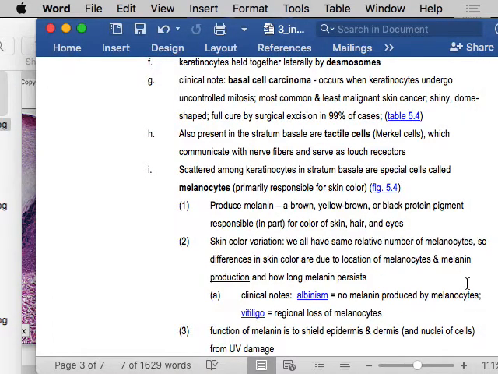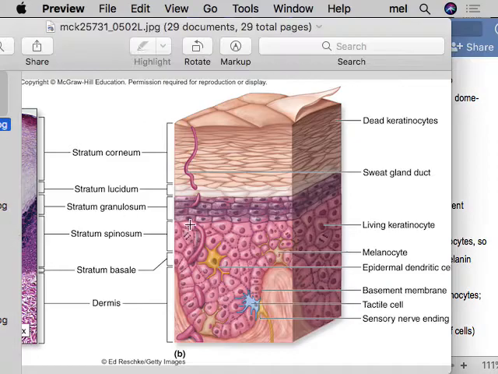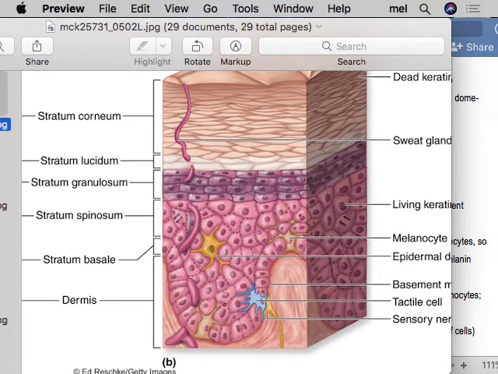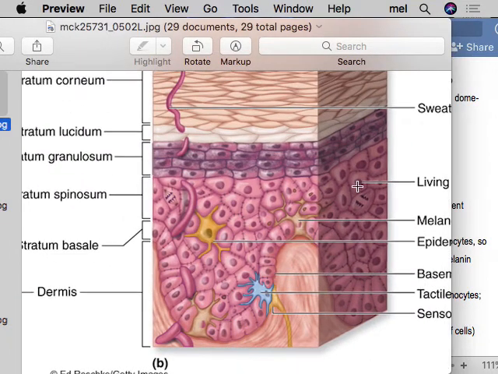And then this is where we get into the interesting stuff. Also in this layer, but not exclusively in this layer, are these little guys right here. Do you see this? It looks kind of like Oogie Boogie. Do you guys know who Oogie Boogie is? No? From Nightmare Before Christmas? Doesn't that look like Oogie Boogie? He does, right? These guys right here are called melanocytes.